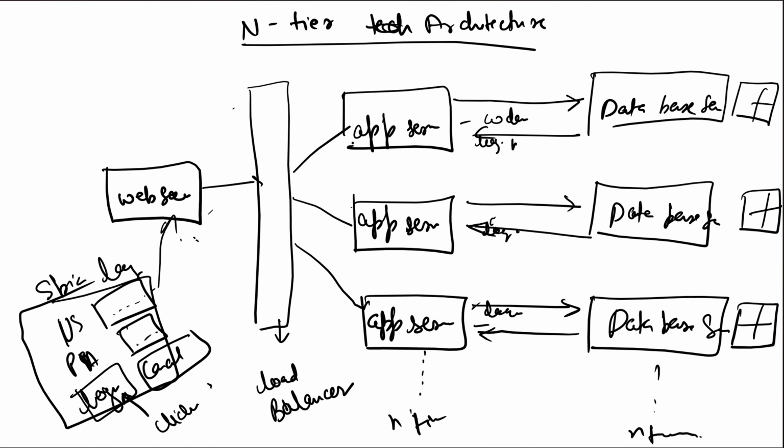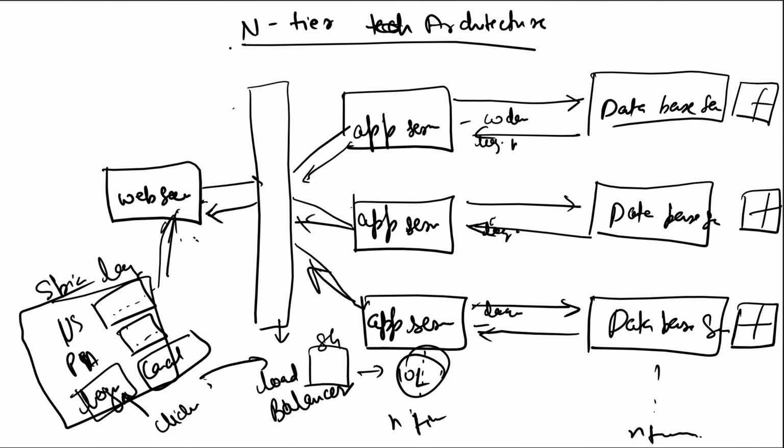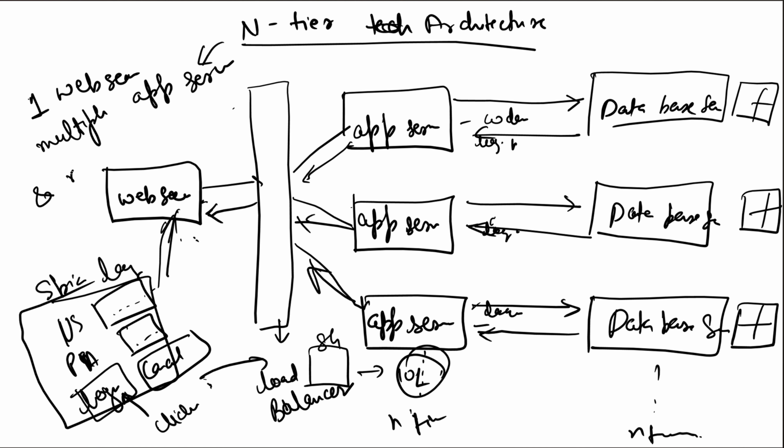This app server will give response to this load balancer, and this load balancer will give request back to the web server, and it will be easy to access the homepage of SBI by 10 lakh users. So what is entire architecture? The communication between one web server, multiple app servers, and multiple database servers is known as the entire architecture.